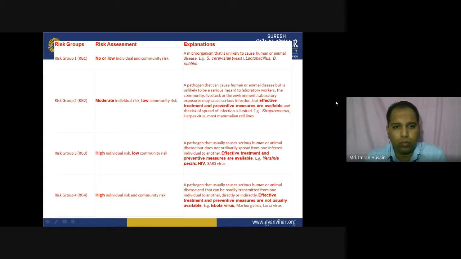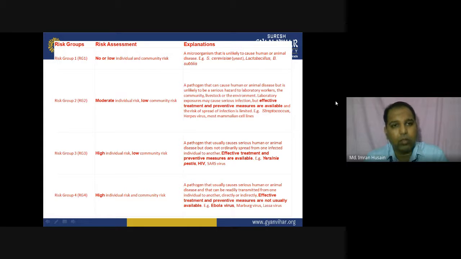So risk group 2: moderate individual risk, low community risk. A pathogen that can cause human or animal disease but is unlikely to be a serious hazard to laboratory workers, the community, livestock, or environment. Laboratory exposure may cause serious infection, but effective treatment and preventive measures are available. Examples are Streptococcus, herpes, and most mammalian cells and mice.